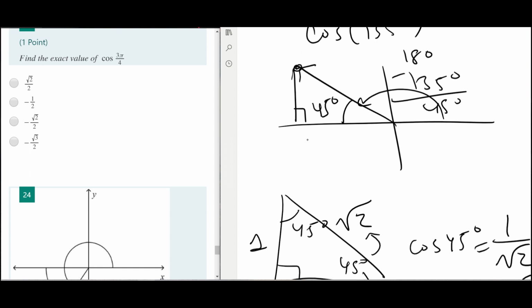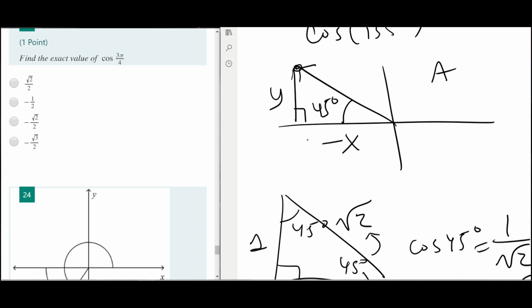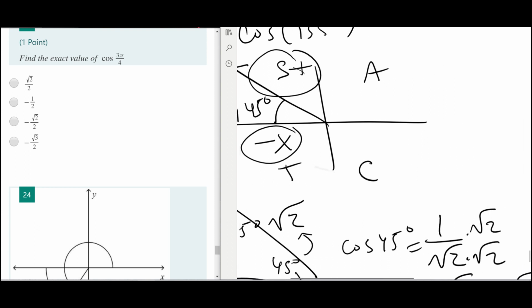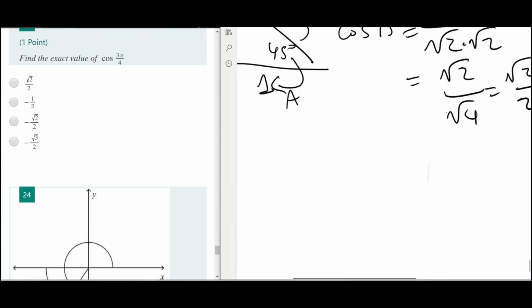Here, the x coordinate is negative, and the y coordinate is positive because you're in quadrant 2. The other way to think about this is all students take calculus. Since you're in quadrant 2, only sine is going to be positive here, which means the rest have to be negative. Anything other than sine is going to be negative, so tan and cosine are negative. Or you can think of it as x is cosine and x is negative, so therefore cosine has to be negative. So either one of those works.